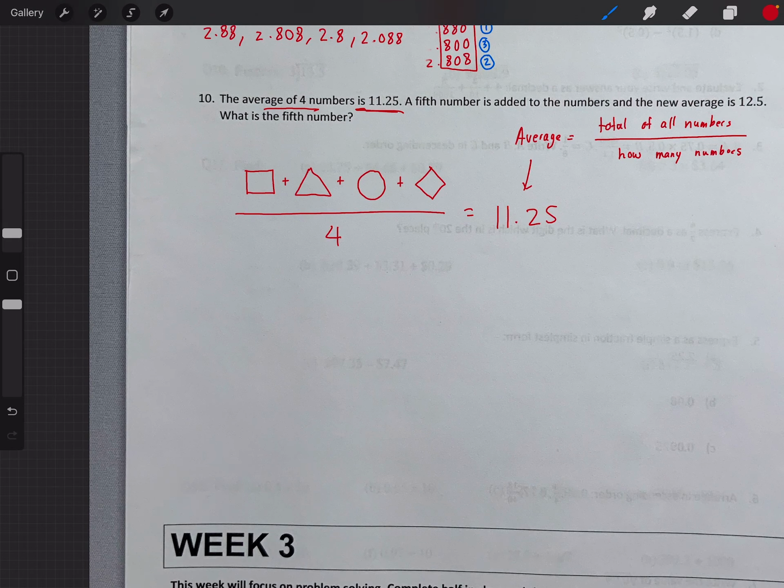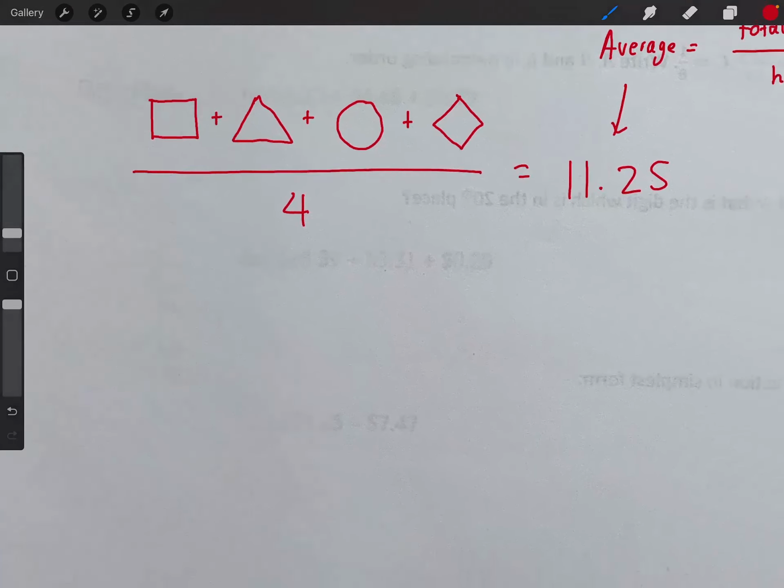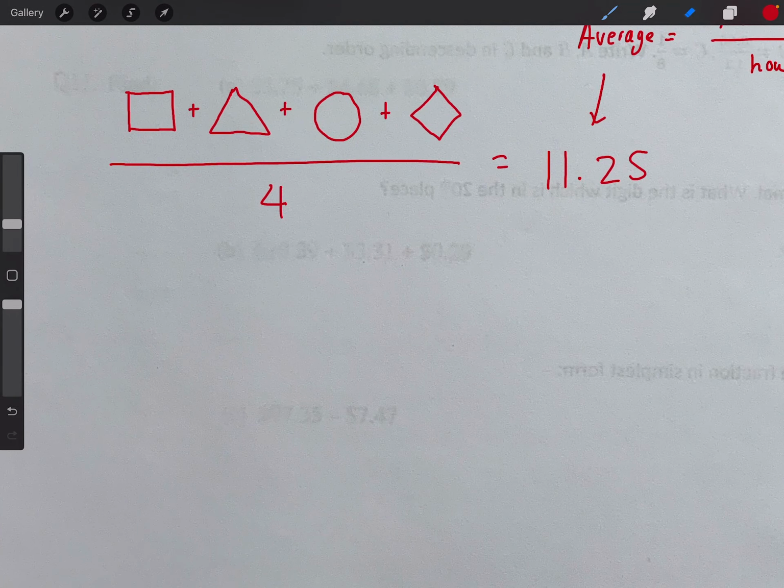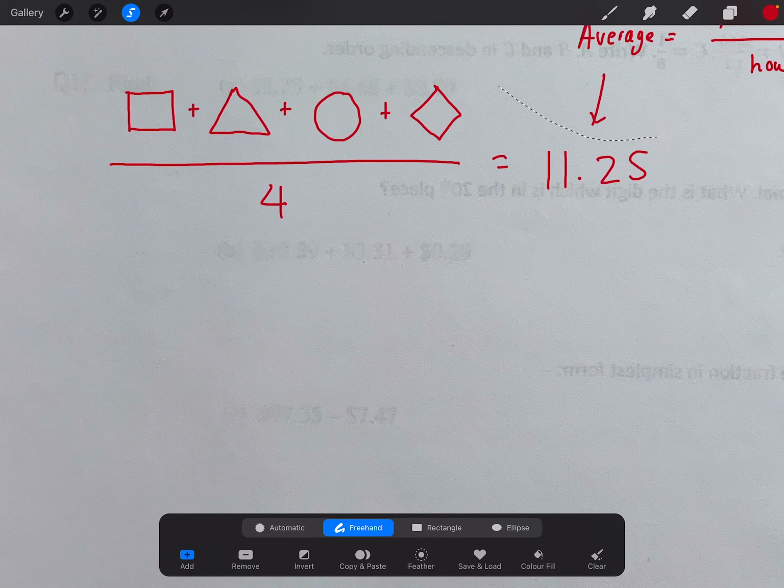Now it says a fifth number is added to the numbers and the new average is 12.5. So before we do anything, let's look at this expression we have here.